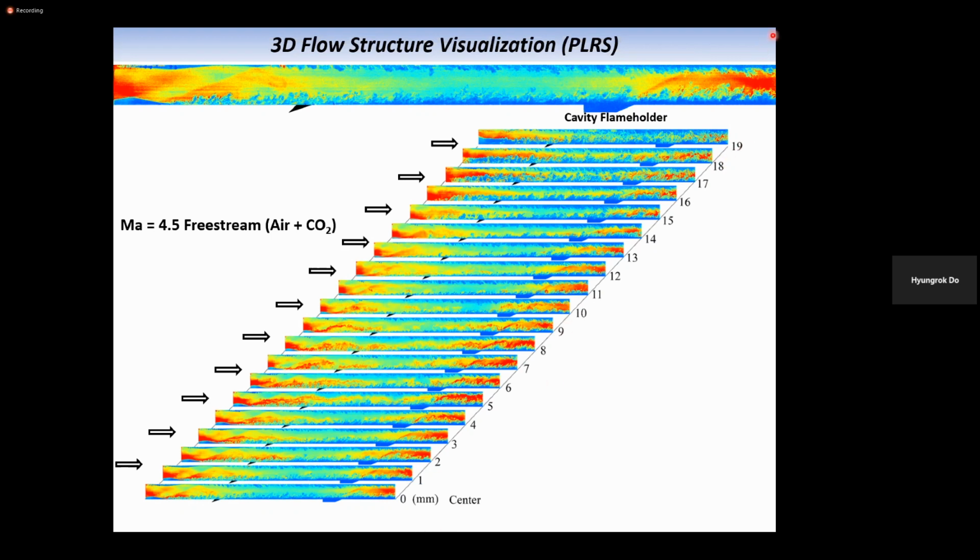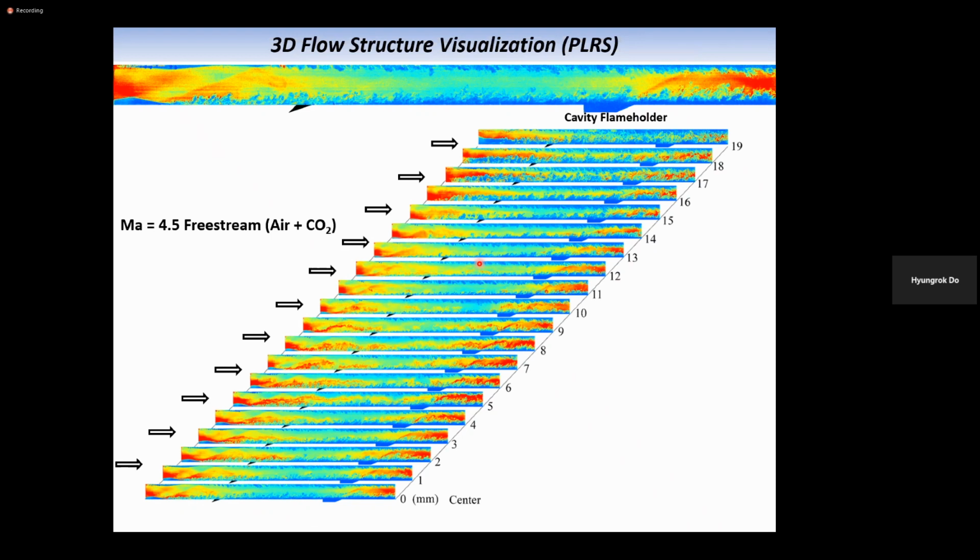And the half of the width is 20 millimeters. So from the center to the side wall, it is 20 millimeters. You can see near the side wall, the flow structure is quite different. Okay, so this is a way of three-dimensional measurement using a two-dimensional optical measurement method.